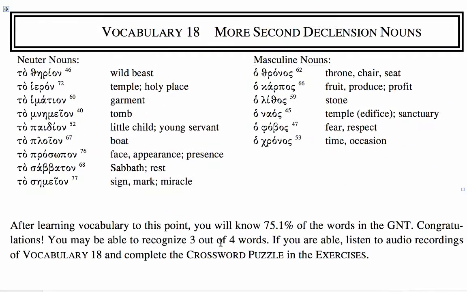Here we have more second declension nouns. To therion, wild beast. To hieron, temple or holy place. To imation, garment. To mnemeon, tomb. To pedion, child. To plion, boat. To prosopon, face or appearance. To sabbaton, Sabbath or rest. To semion, sign or mark.